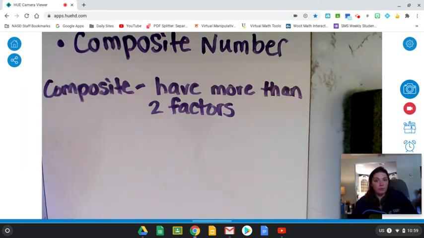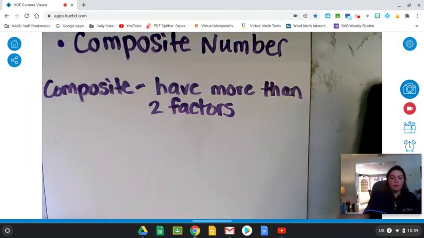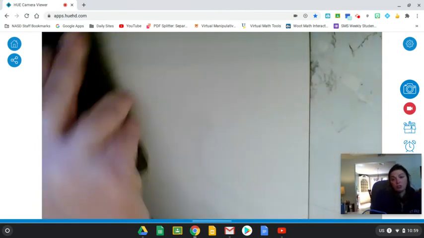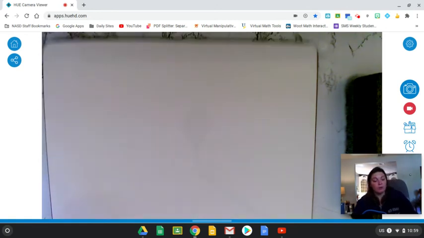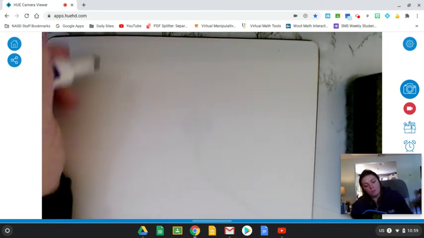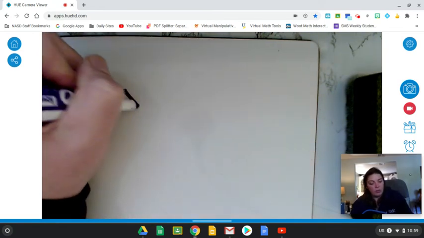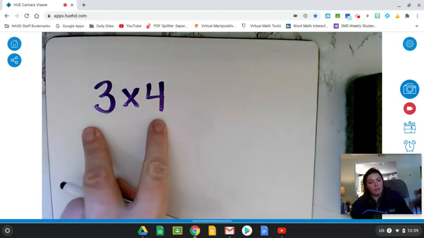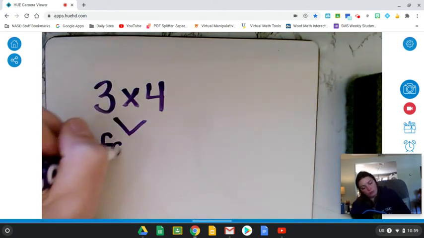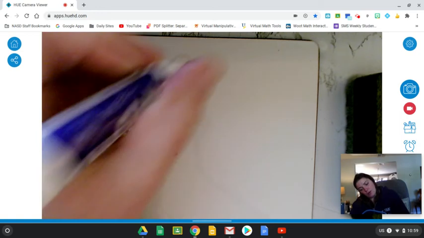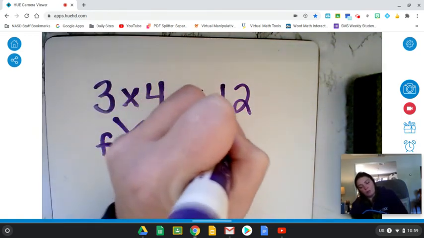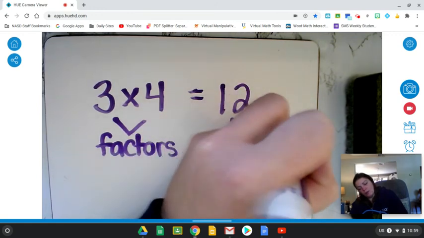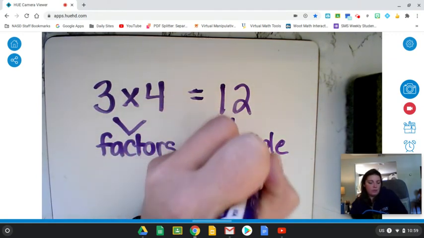All right, so let's review. Today we looked at the difference between factors and multiples and products, prime numbers and composite numbers. Remember that in multiplication, if you have numbers that are being multiplied, we call them factors. What you get is the multiple, or otherwise known as the product.